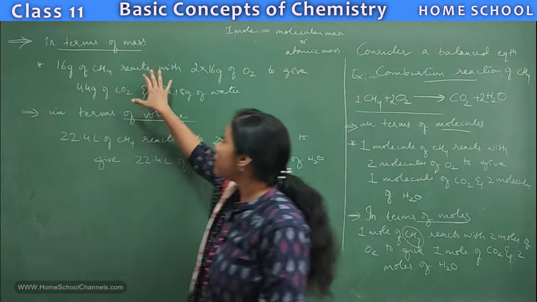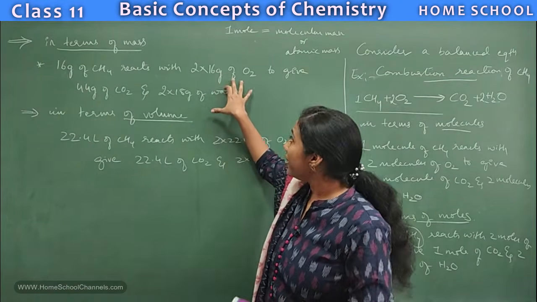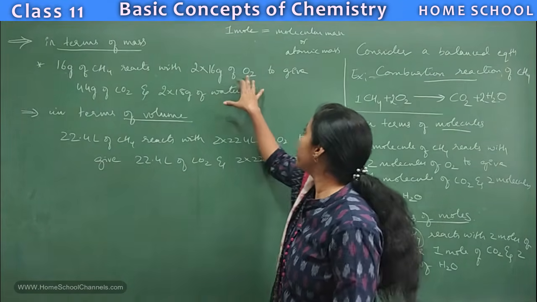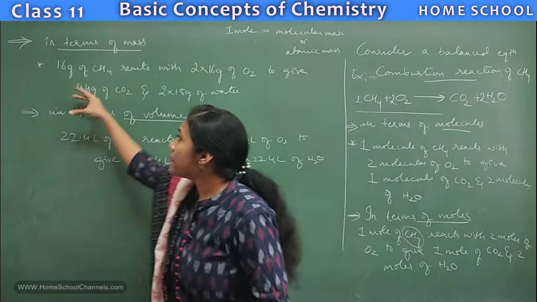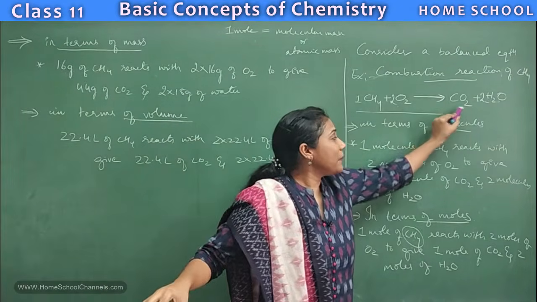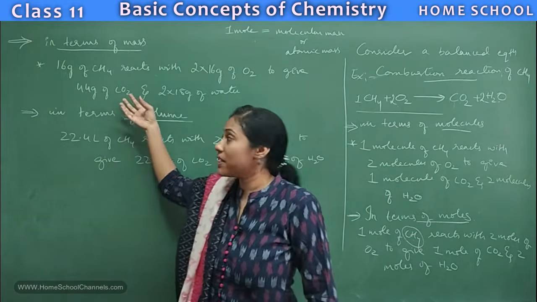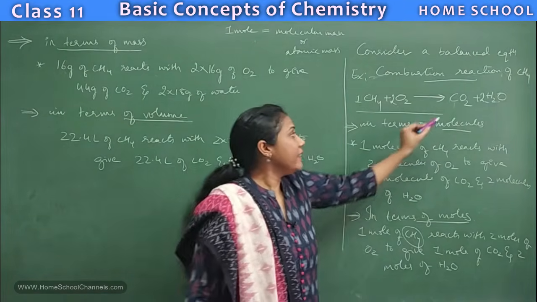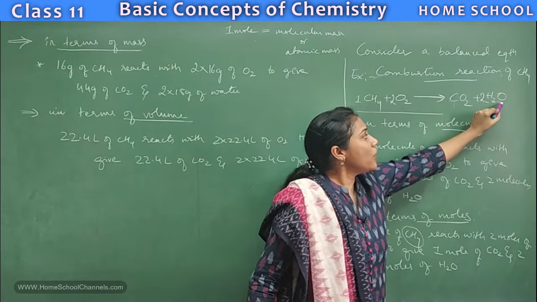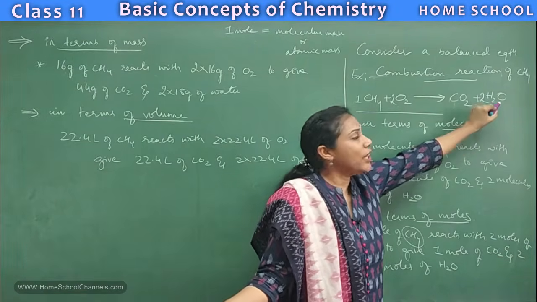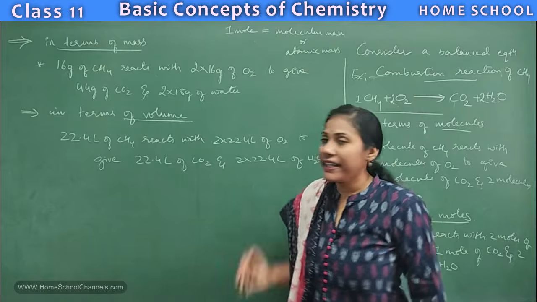So methane's molecular mass is 16. So 16 grams of methane reacted with 2 into 16 grams of oxygen to give 44 grams of carbon dioxide. You know, 1 mole of carbon dioxide, 1 mole means its molar mass, that is 44 grams, to give 2 into 18. 18 grams is molar mass of water, that is equal to 1 mole. Now you have 2 moles here, so 2 into 18.